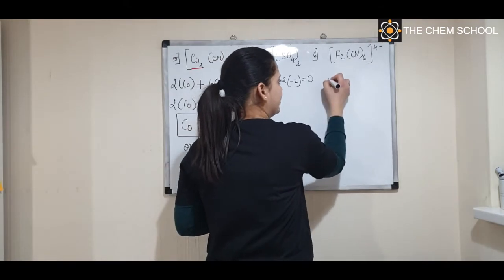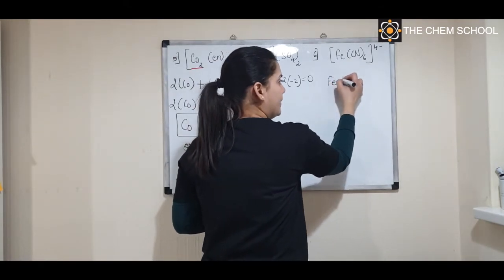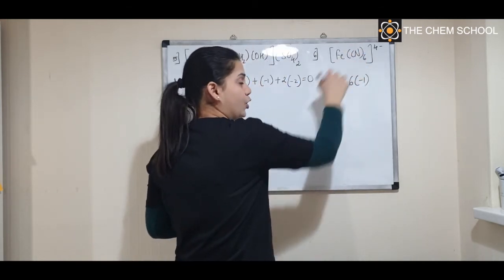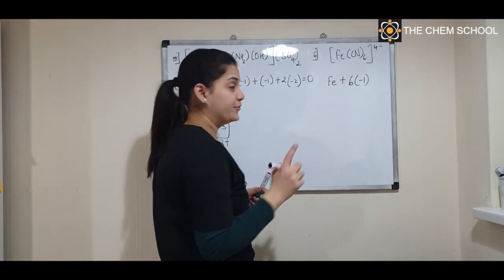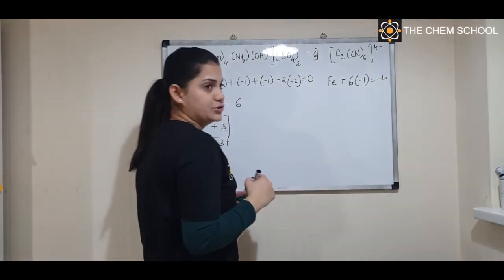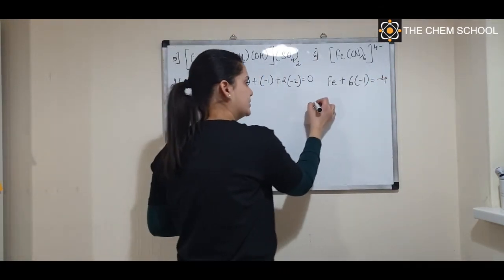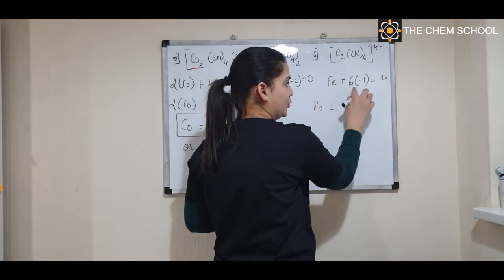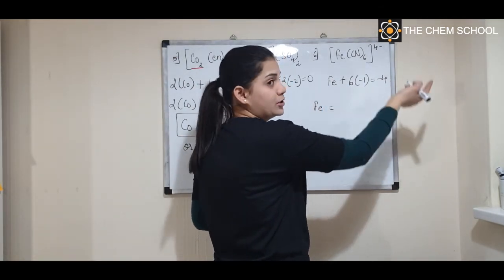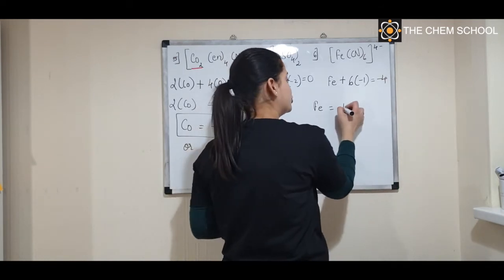So now it is Fe, okay, plus you have cyanide. So cyanide has a charge of -1. The overall charge on top, you can see it is -4. So that will go on the other side, that is -4. So what you have right now is Fe, which is equal to, this is +4, +6 on the other side and -4, so you will get +2.